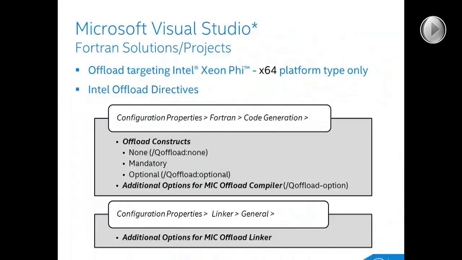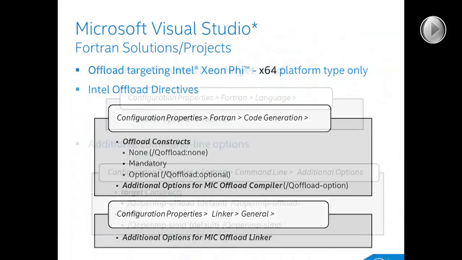I also mentioned earlier the ability to control that target compilation, and you can do that under the Visual Studio environment through the Additional Options for MIC Offload Compiler property setting. One other related option for controlling the target link is under the Linker General collection, and that's the Additional Options for the MIC Offload Linker.